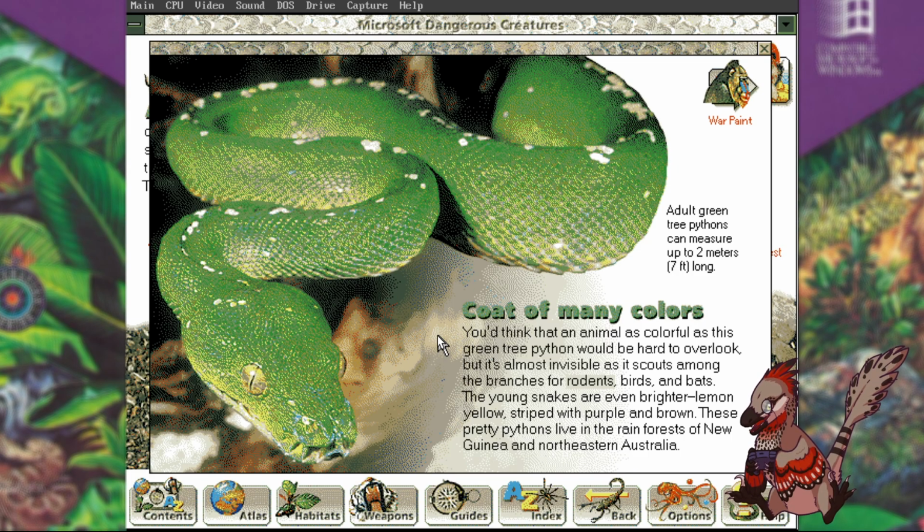You'd think that an animal as colourful as this green tree python would be hard to overlook, but it's almost invisible as it scouts among the branches for rodents, birds, and bats. The young snakes are even brighter, lemon yellow striped with purple and brown. These pretty pythons live in the rainforests of New Guinea and northeastern Australia. They are really pretty though. That's a really pretty colour scheme.